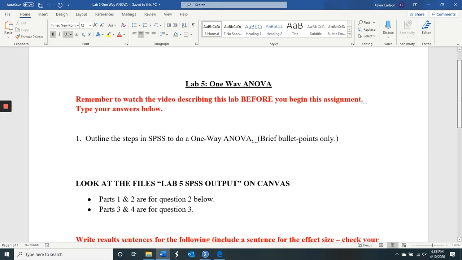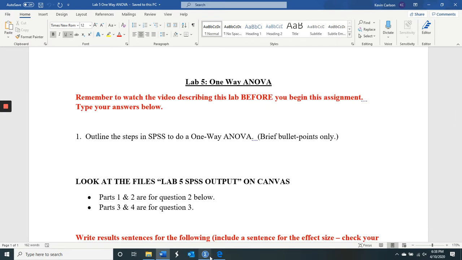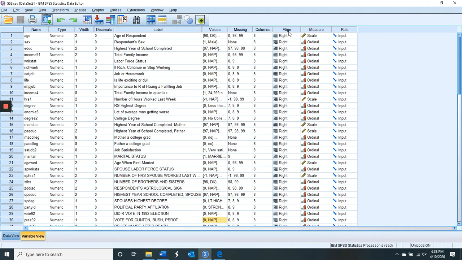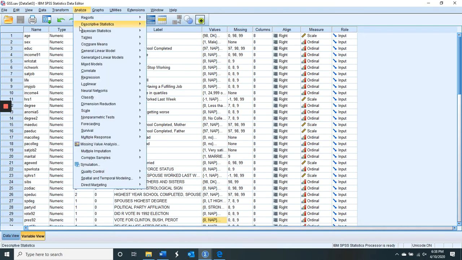So first, let me just show you how it's generally done. I'm going to be bringing up a data set. This is just a demonstration. This is not what you're going to be doing for your lab, but this is a demonstration of what it looks like. And so how you run an ANOVA is analyze, compare means, and there's a one-way ANOVA here.